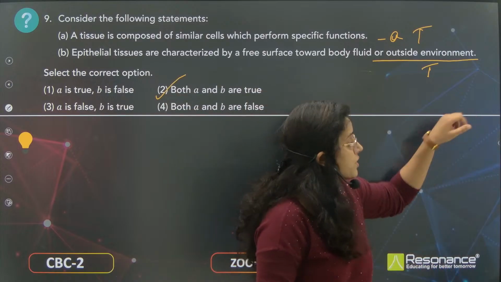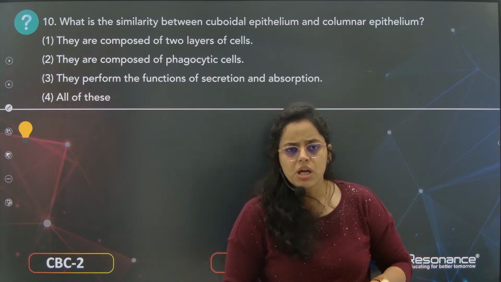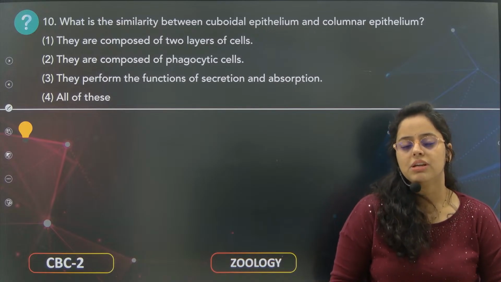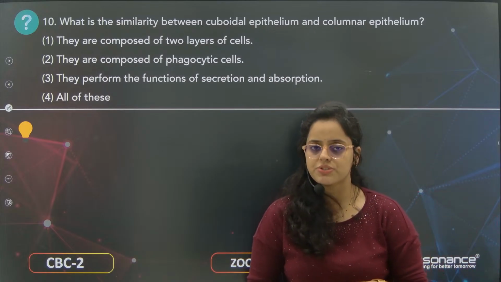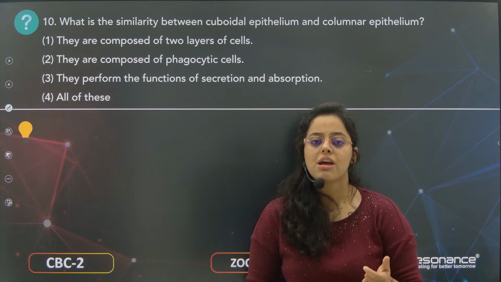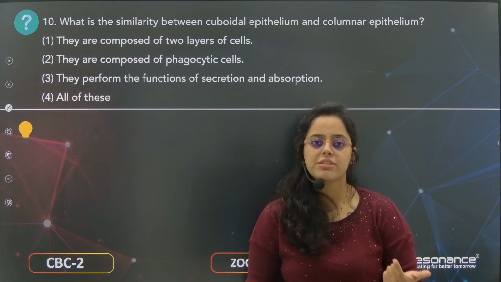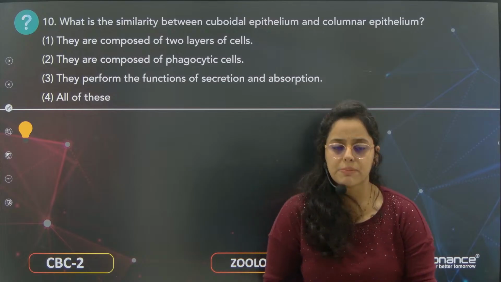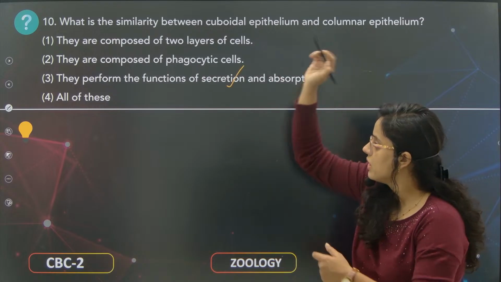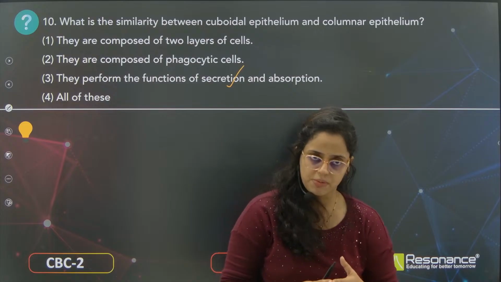Now moving to the next question, question number 10. This is again for you. What is the similarity between cuboidal epithelium and columnar epithelium? We have learnt in the very first questions of this worksheet that epithelial tissues like columnar and cuboidal are made up of a single layer of cells, and they don't have a phagocytic function. They have either a protective, secretory or absorptive nature, and exchange of gases. So here the question has repeated itself, and the answer is going to be that they perform the function of secretion and absorption.